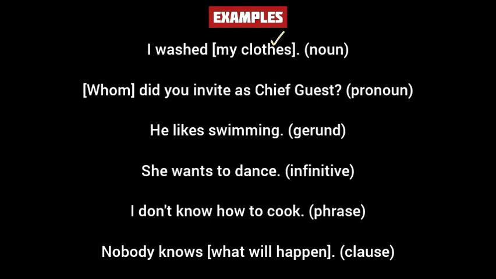For example, I washed my clothes. Here clothes is the object of the sentence because it is receiving the action of the verb washed. It is a noun. Whom did you invite?